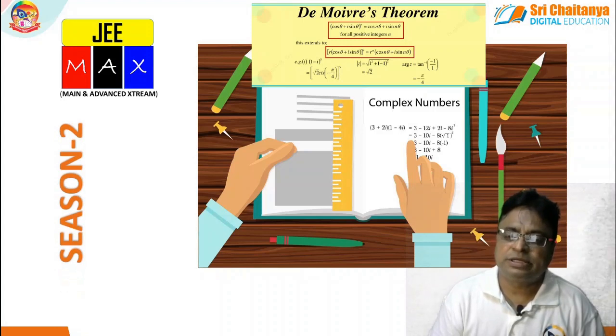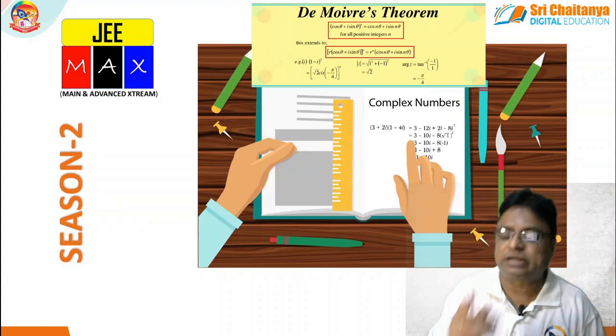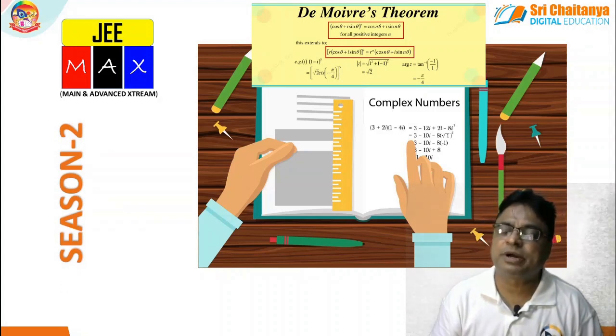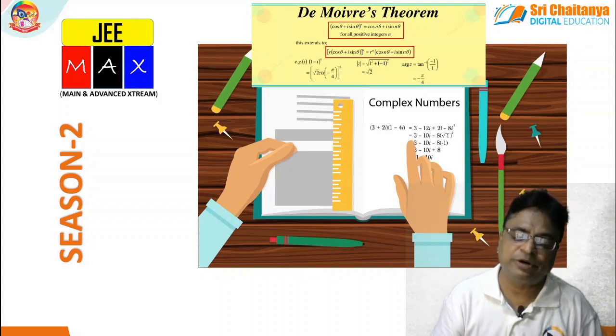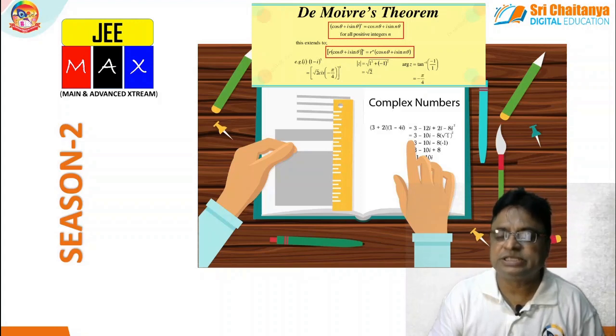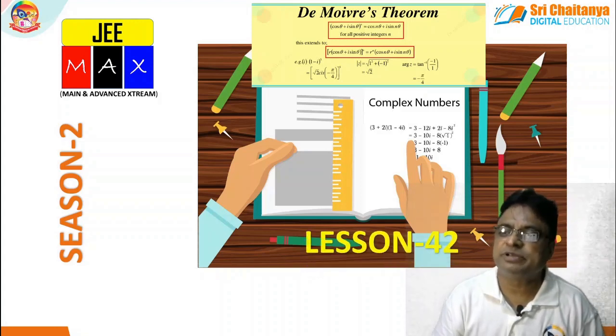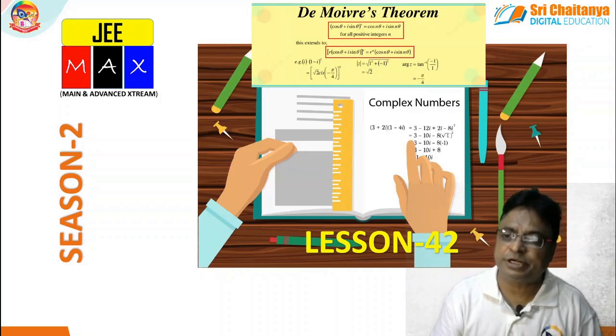So far in Season 2, we are completely concentrating on a particular topic which is very, very important in the entire JEE Mains and Advanced examinations, even for board examinations also. And this is the last topic of complex numbers, de Moivre's theorem. So far, we have completed successfully 41 lessons. This is lesson number 42.